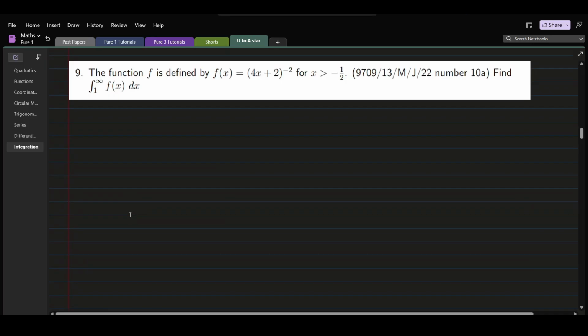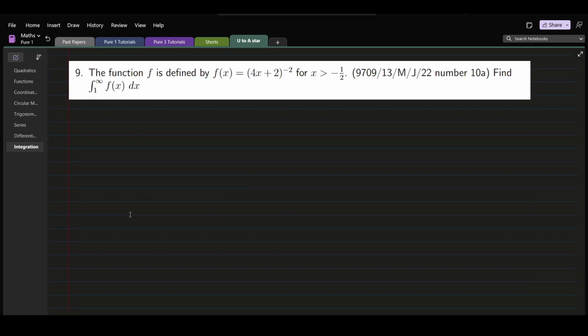The function f is defined by f of x is equal to (4x plus 2) to the negative 2, for x is greater than negative half. Find the integral of f of x with respect to x from 1 to infinity.